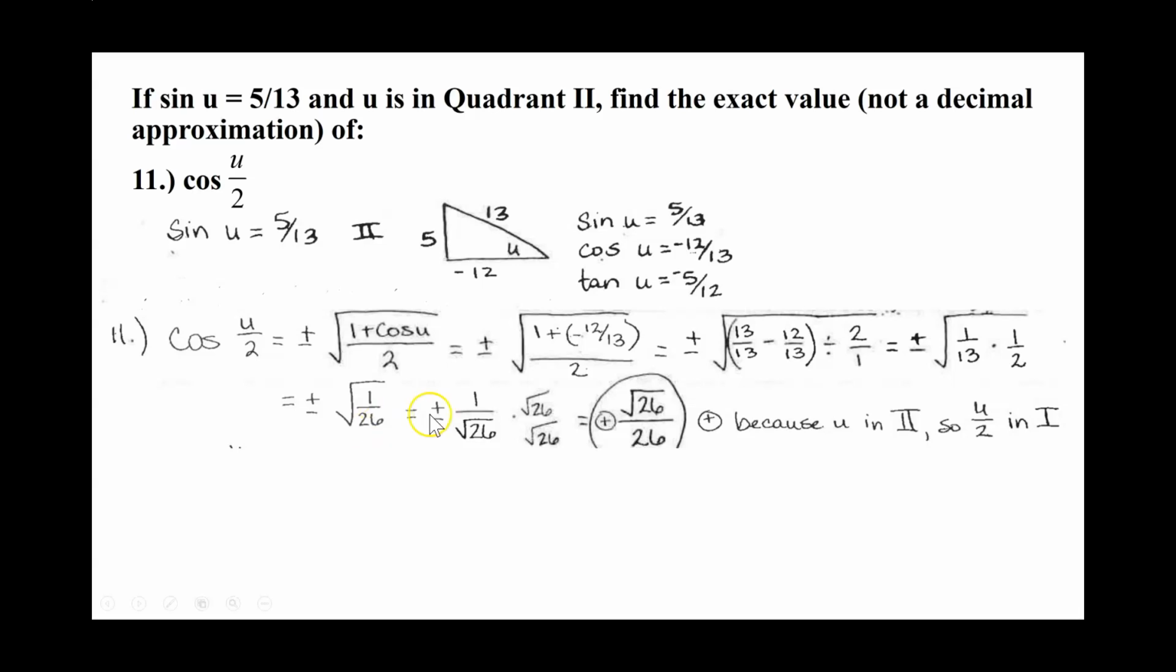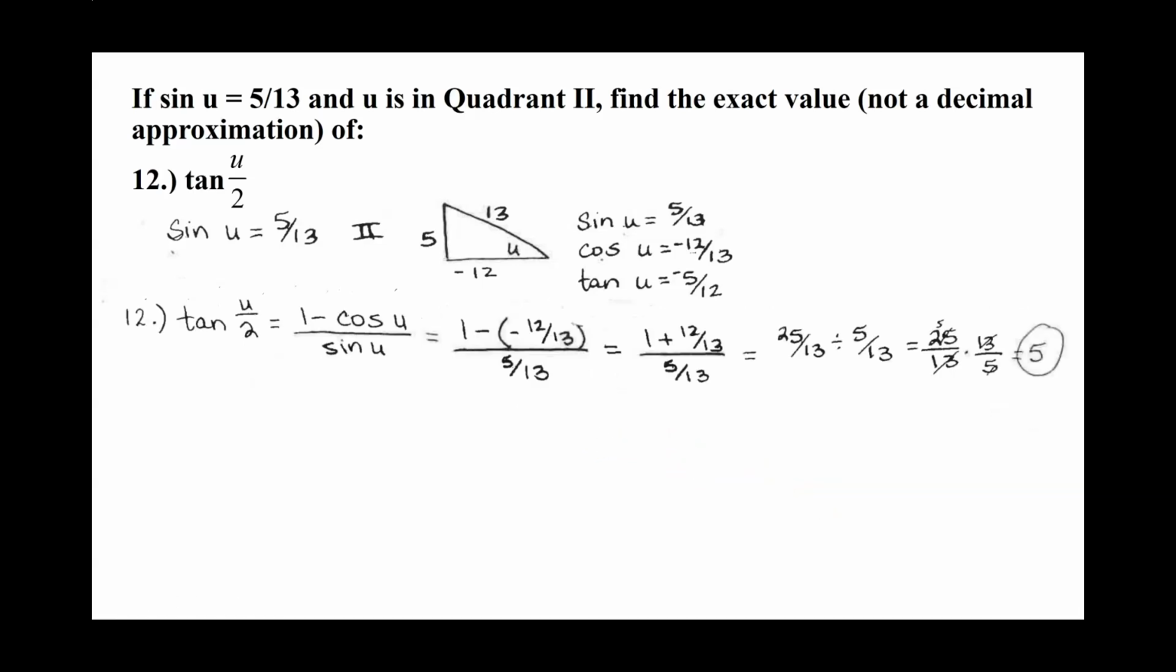Now, square root of 1 is just 1, but that still leaves me with square root of 26 in my denominator, so I'll have to rationalize. So let's multiply top and bottom by the square root of 26. And I'll end up with the square root of 26 over 26. Now I have to figure out if it's positive or negative. And just a moment ago, we talked about how we could know that u over 2 was in the first quadrant. So if it's in the first quadrant, then this sign would be positive.